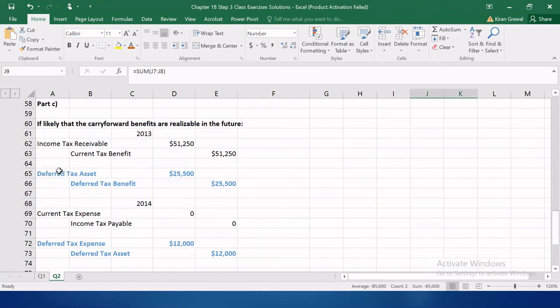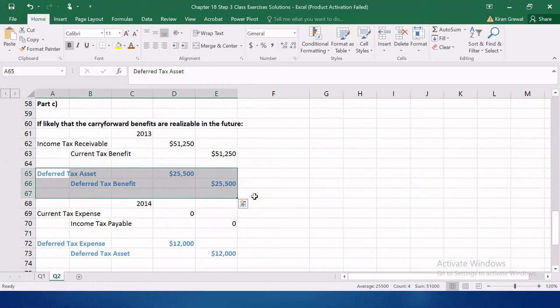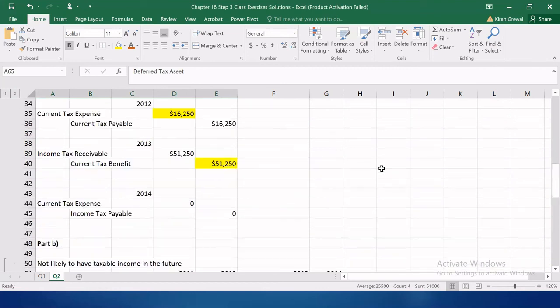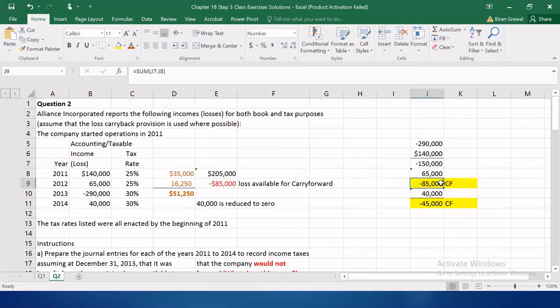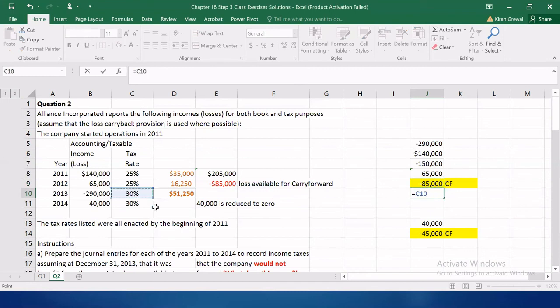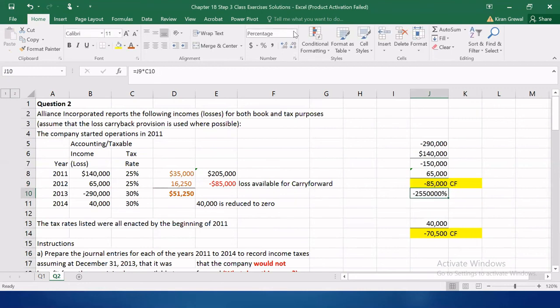So in 2013, we're doing our carry forward entry, deferred tax asset, deferred tax benefit, 25,500. I'll show you where you get that number from. After 2013, we had a loss that we could carry forward of 85,000. We multiply that by our tax rate, because our deferred tax asset account is always after tax. So we always do an after tax amount. We always have to multiply it by the tax rate.